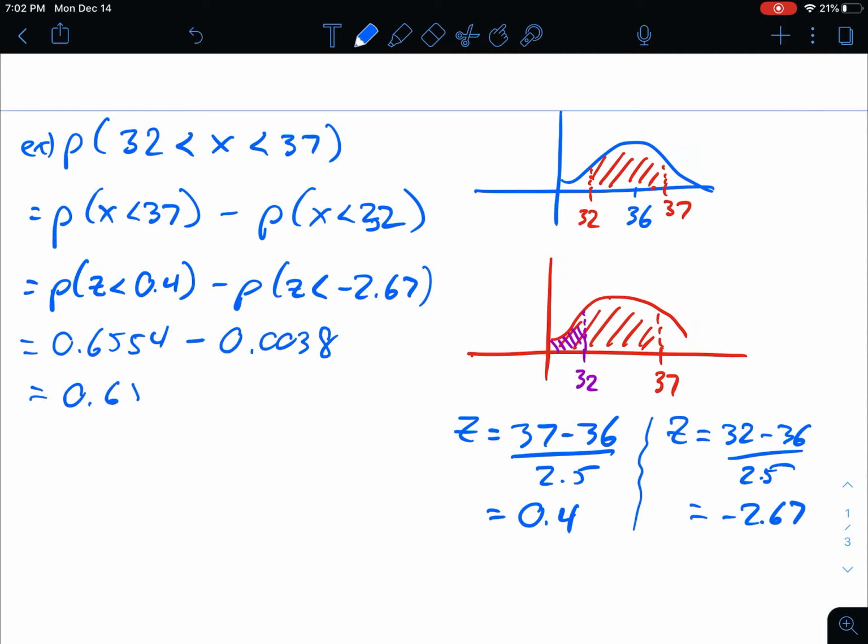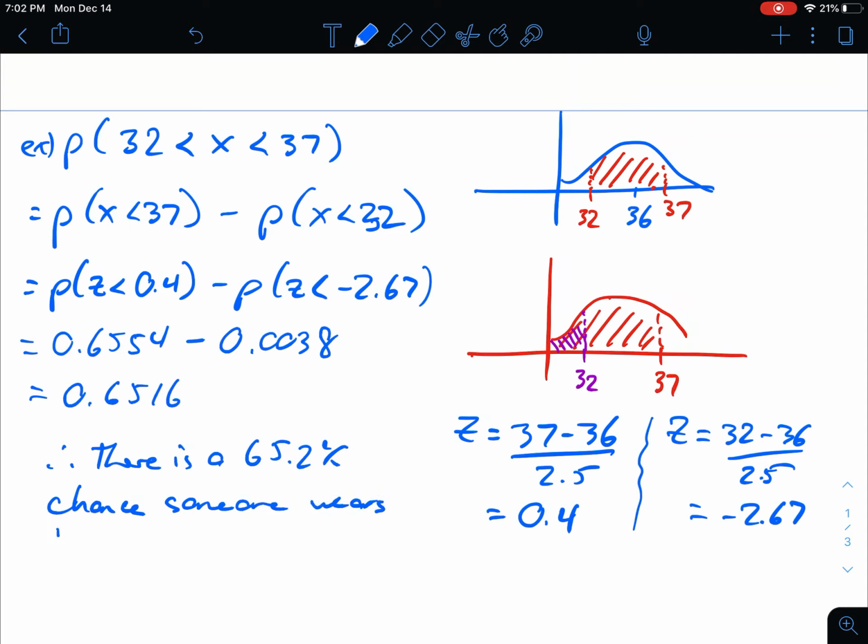So 0.6516 is the answer. So therefore, there is a 65.2% chance someone wears between 32 and 37-inch pants.